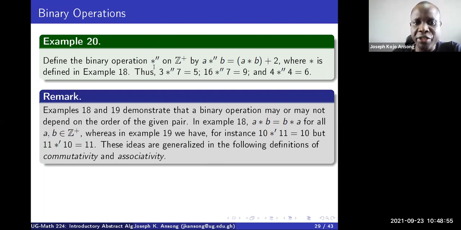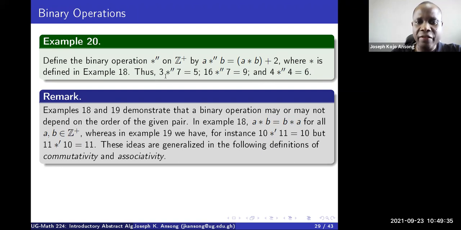Here's another one. You can also define an operation like this, star prime prime, on the set of positive integers by this. We say A star prime prime B is equal to A star B plus 2, where this star here is the one I defined in example 18, where I pick the minimum of the two, or the smaller of the two. So if I have the operation A star prime prime B, what it means is that I'm going to pick the smaller of these two and I add 2 to it. So pay attention to these examples, they will come back later on.